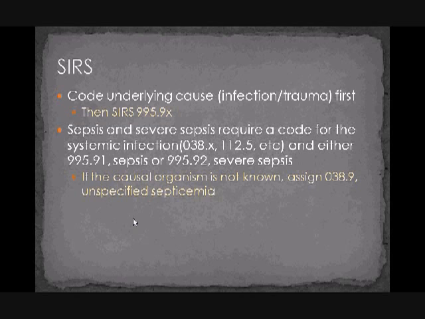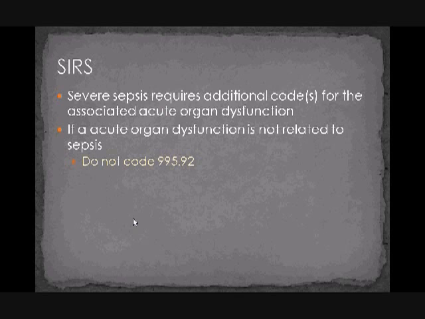Now, when you have sepsis and severe sepsis, the line is 038.9, which is essentially an unspecified code, specifically unspecified septicemia. Now let's talk a little bit about this, because it's the same thing, as I said before.